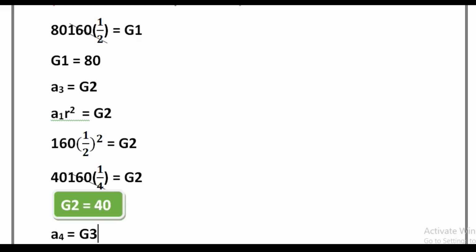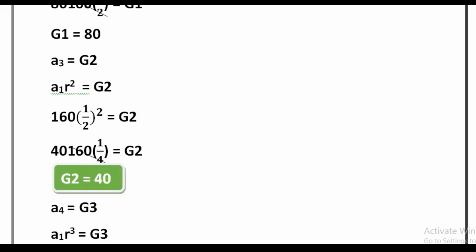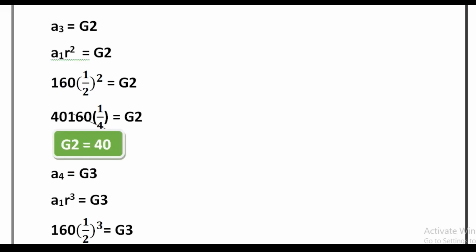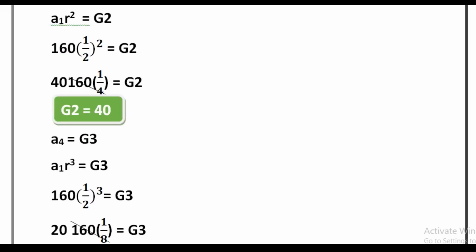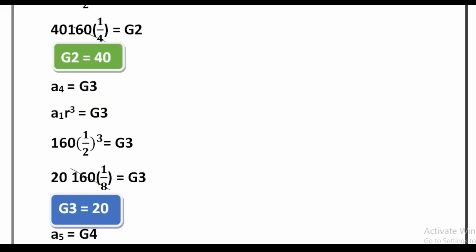Next term A4 is equal to G3. A4 can also be written in geometric sequence, that is A1 r power 3 is equal to G3. So value of A1 is 160 into value of r is 1 divided by 2 whole power 3 is equal to G3. So 2 power 3 is equal to 8. 20 times 160 equal to G3. So value of G3 is equal to 20.